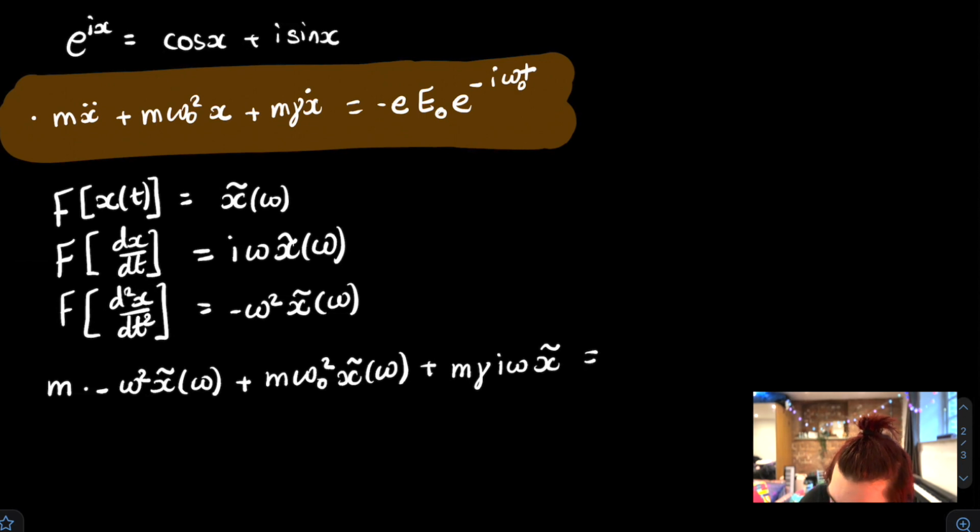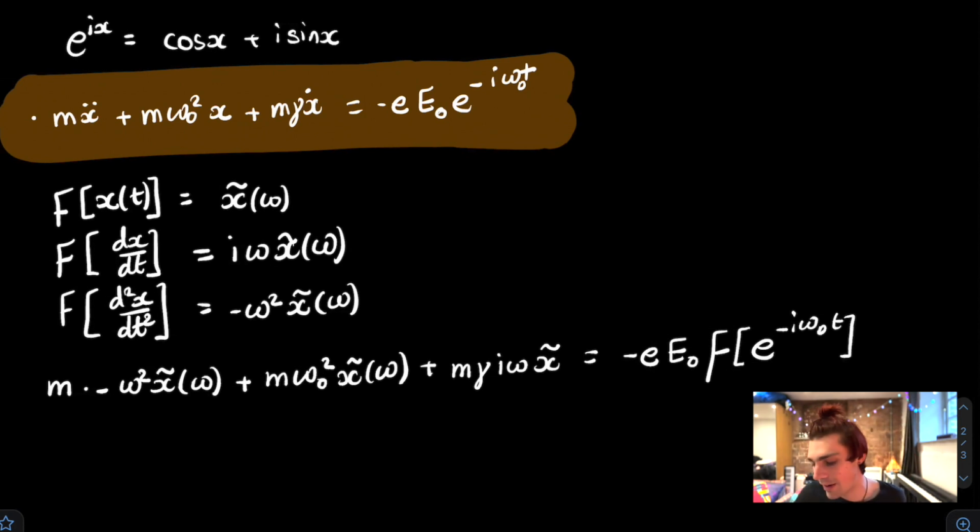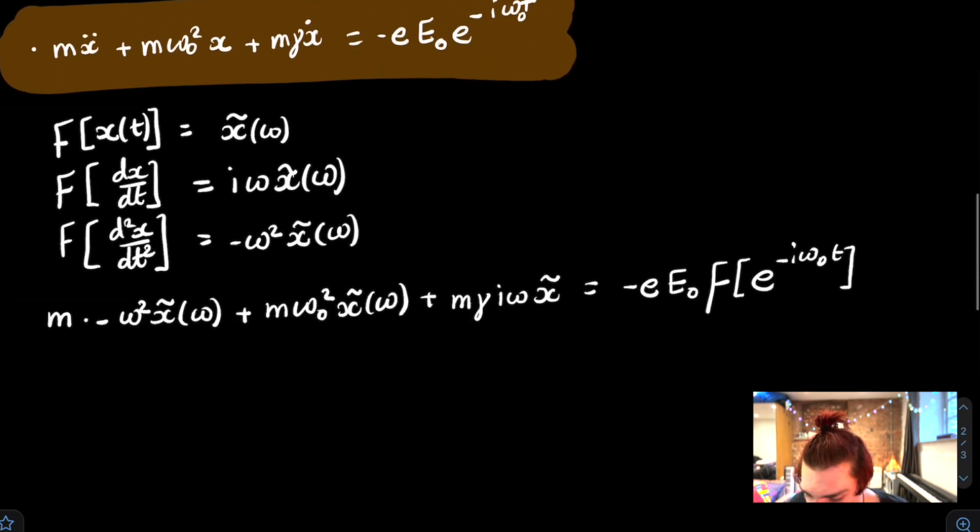And this is all equal to minus e times the electric field amplitude. And remember, I've Fourier transformed this whole equation. So for now, I'm just going to write the Fourier transform of e to the minus i omega_d t right here, where omega_d is our driving frequency. So this is looking good.